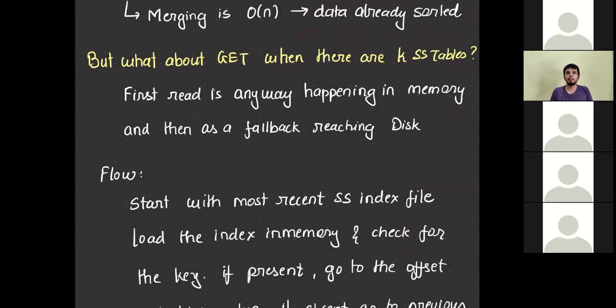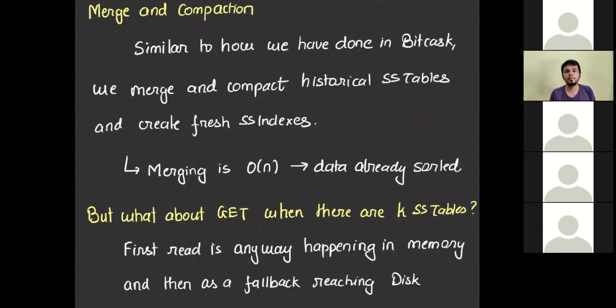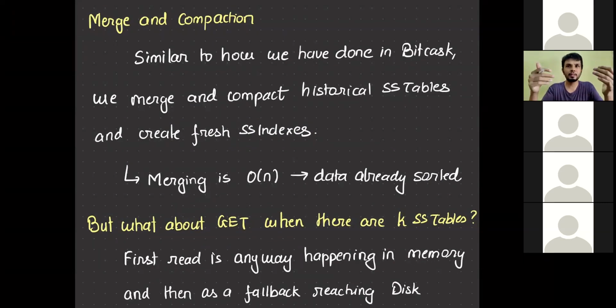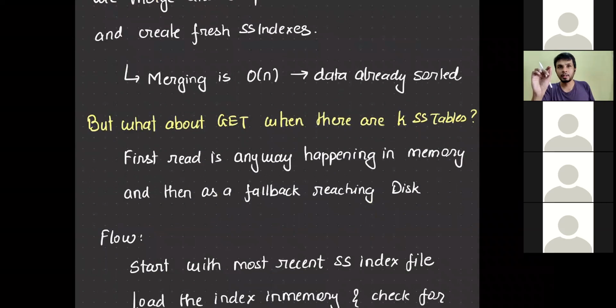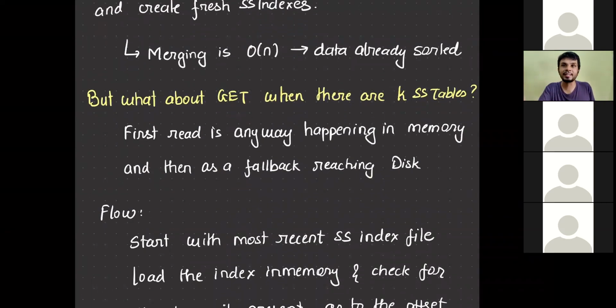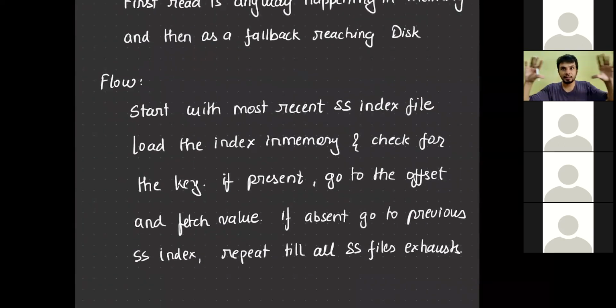Okay, but now what about get? There is still one problem. With this, we have minimized the problem, optimizing a bit space-wise and complexity-wise. But what if, until the merge happens, there are K SS tables, or K files, on the disk? What about get then? The read first happens in memory, and as a fallback it reaches the disk. It did not find the key in memory, so it goes to the disk. Now what would happen if there are K such files, just before merge and compaction happened, or even after merge and compaction the number of files grows, and let's say there are 10 files.